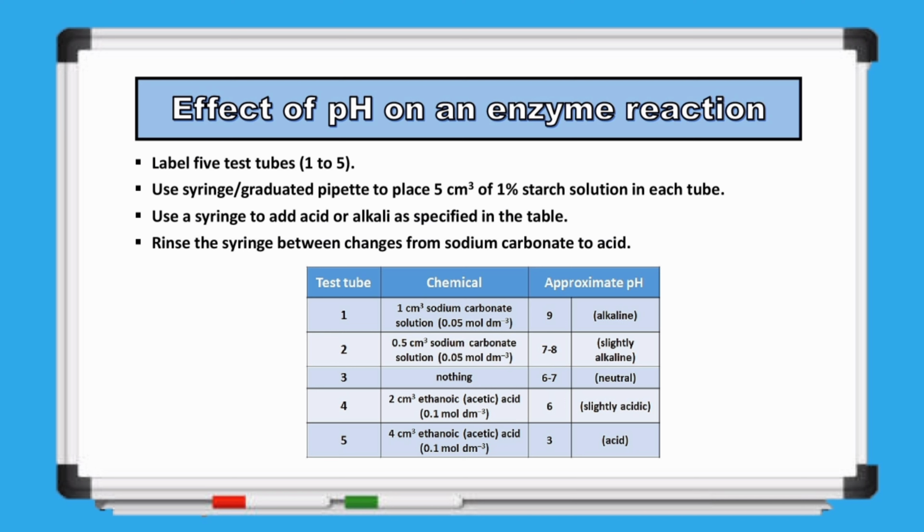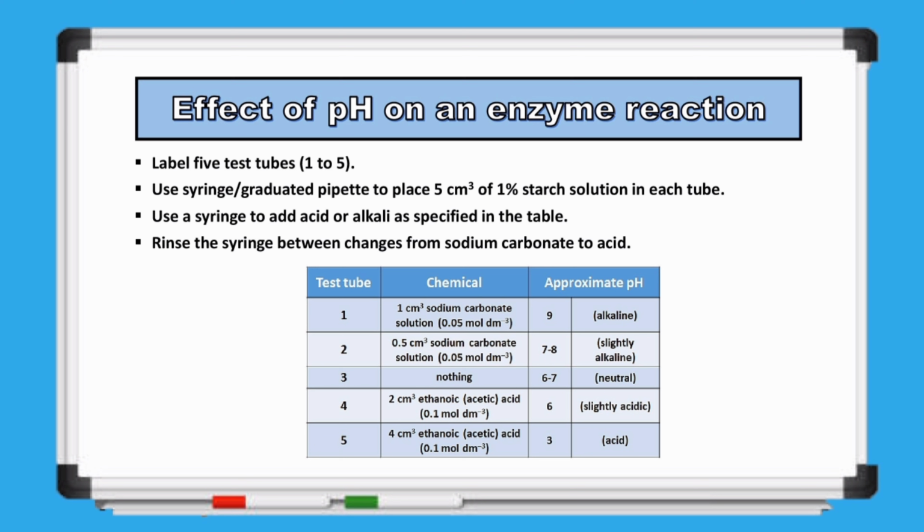Now, let's look at how pH can affect the activity of an enzyme. To do this, we're going to set up a simple experiment using starch and different pH conditions. First, we label 5 test tubes from 1 to 5. Into each test tube, we add 5 cm³ of a 1% starch solution. This will be the substance the enzyme acts on in each case.